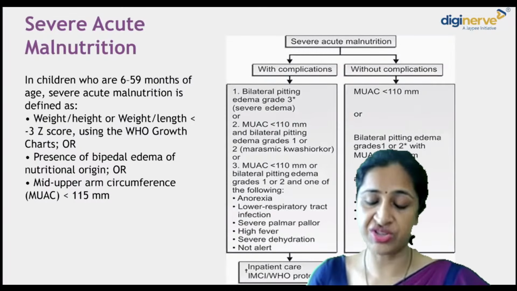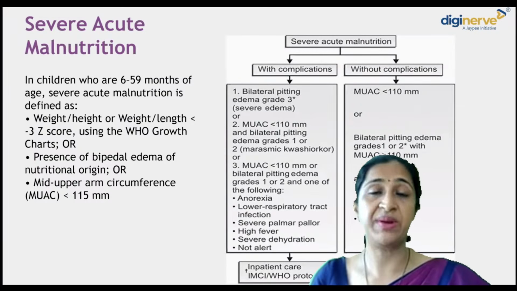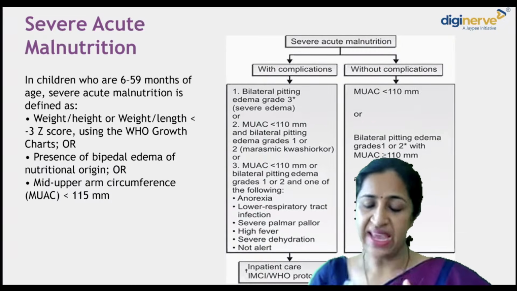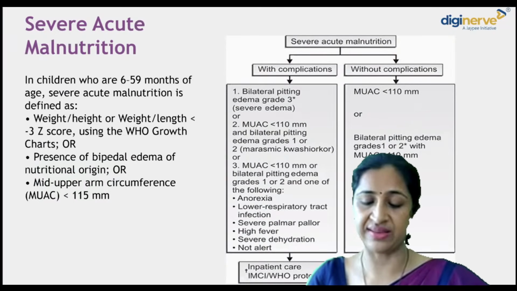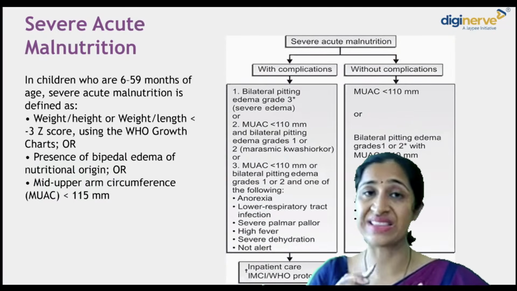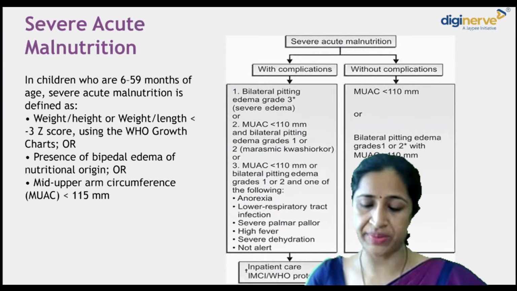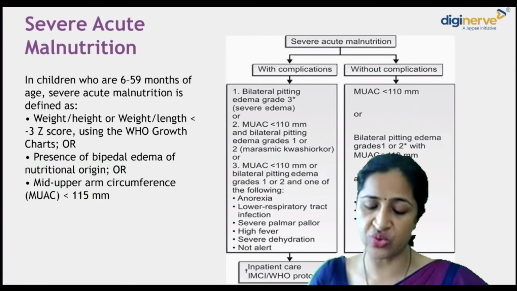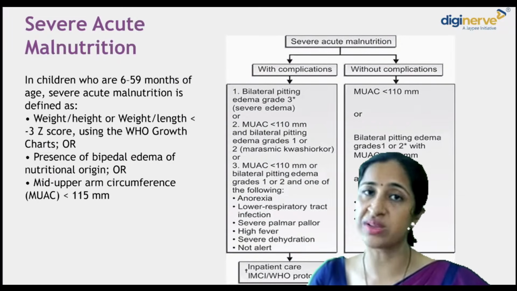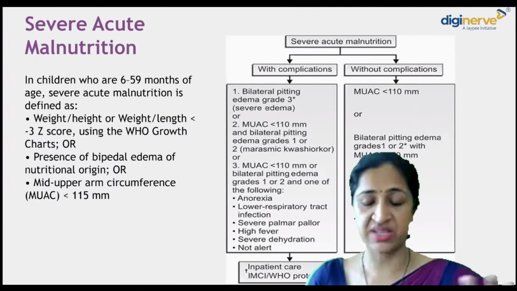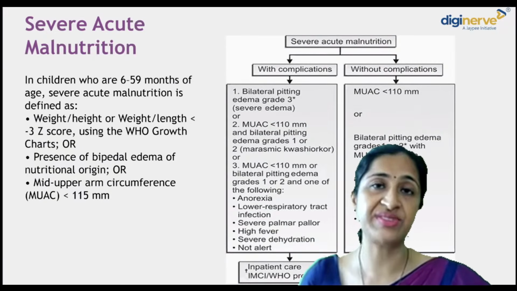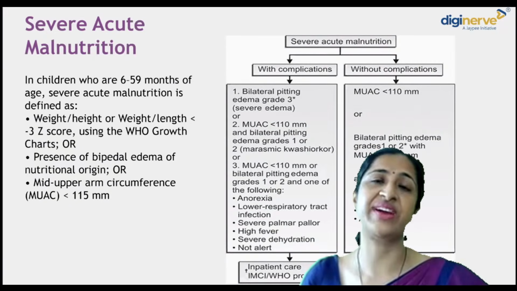Now, severe acute malnutrition in children who are between 6 to 59 months of age. How do you define SAM? If weight for height, or weight for length, is less than minus 3 Z score. Using that, you have the Z score WHO charts. So if it's below the minus 3 Z score, or if there's presence of edema of nutritional origin, which means you're ruling out other causes like nephrotic syndrome and hepatic dysfunction, or cardiac dysfunction, or if the mid-upper arm circumference is less than 11.5 centimeters. Any of these is defined as SAM.